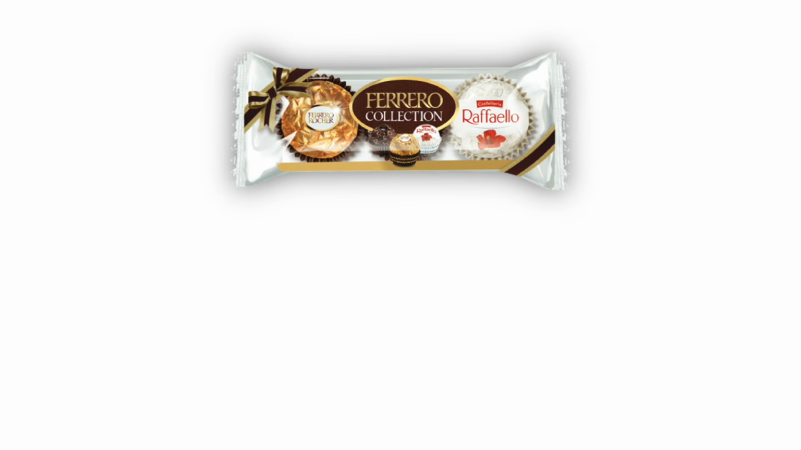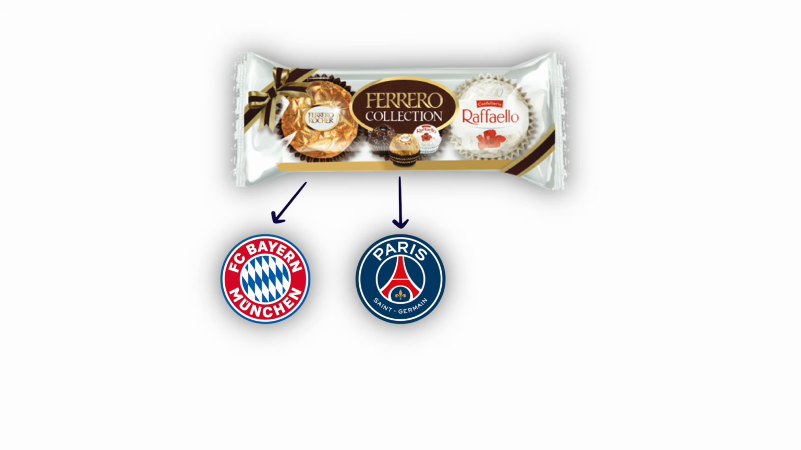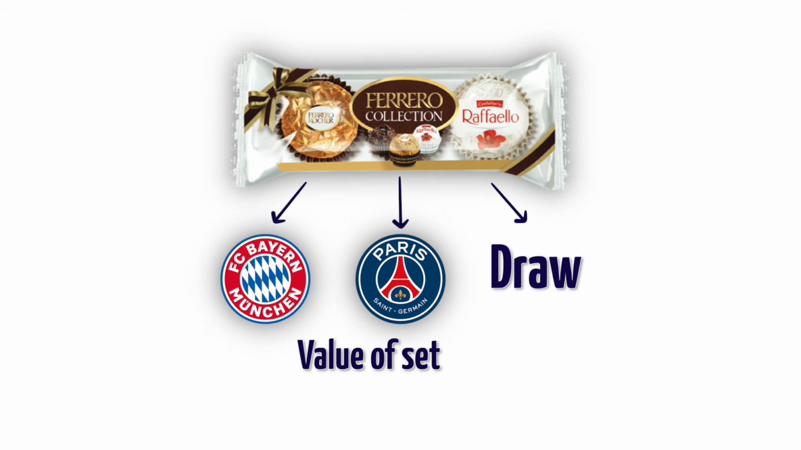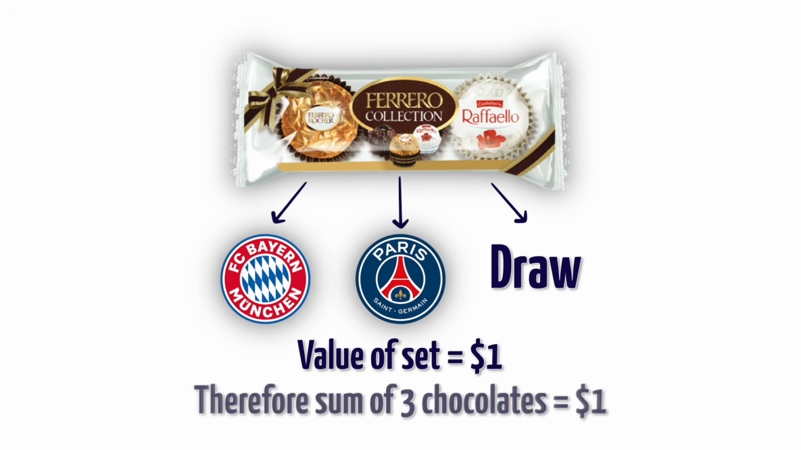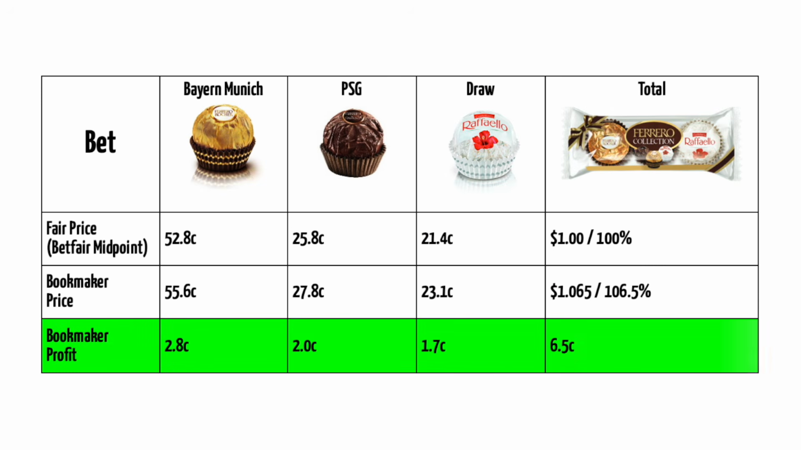Continuing on with the analogy, you can think of Bayern Munich as the gold Ferrero, PSG as the brown Ferrero, and the draw outcome as the white Ferrero chocolate. The price of a collection pack that contains one of each is equal to exactly $1, meaning the sum of the value of the 3 chocolates must also equal to $1. However, after converting the decimal odds to prices, we can see that the bookie is selling all the chocolates or all the possible game outcomes above the fair price and pocketing the difference.